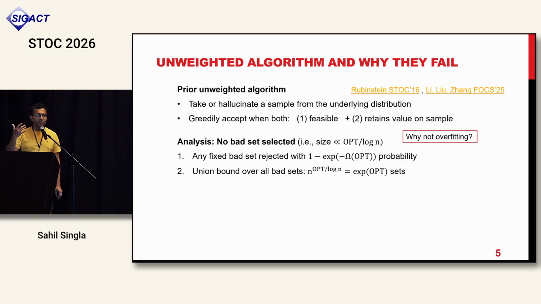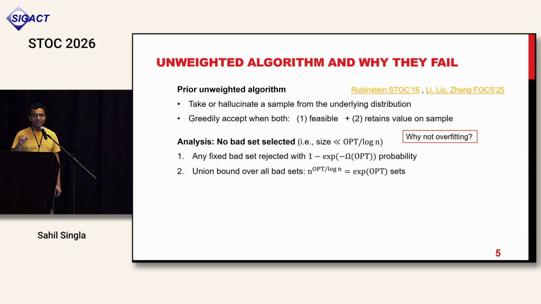So the proof usually goes in 2 steps. The first step is the difficult part, but basically that step ends up arguing that any particular bad solution is going to be rejected by your greedy algorithm with exponentially large probability. Any particular bad solution, which is a solution of small size, will be rejected with very high probability.